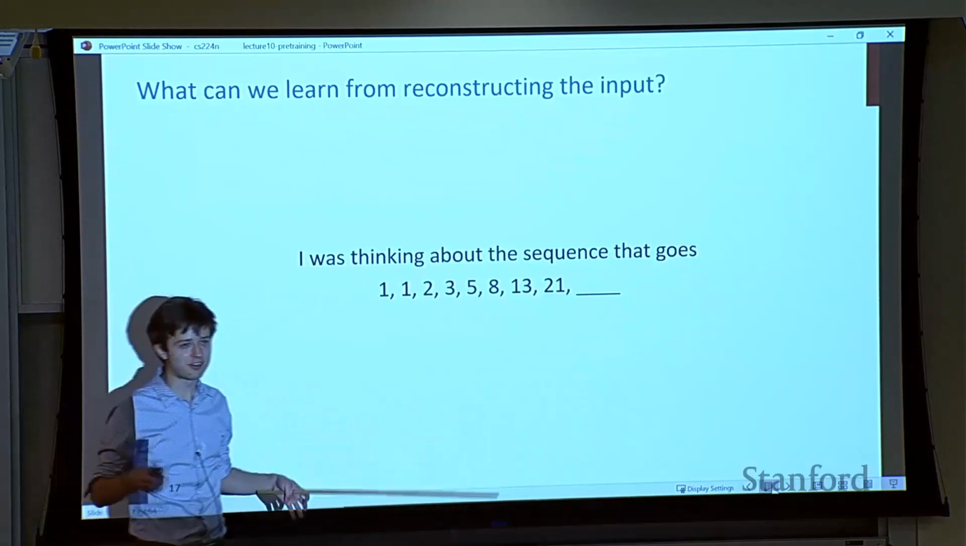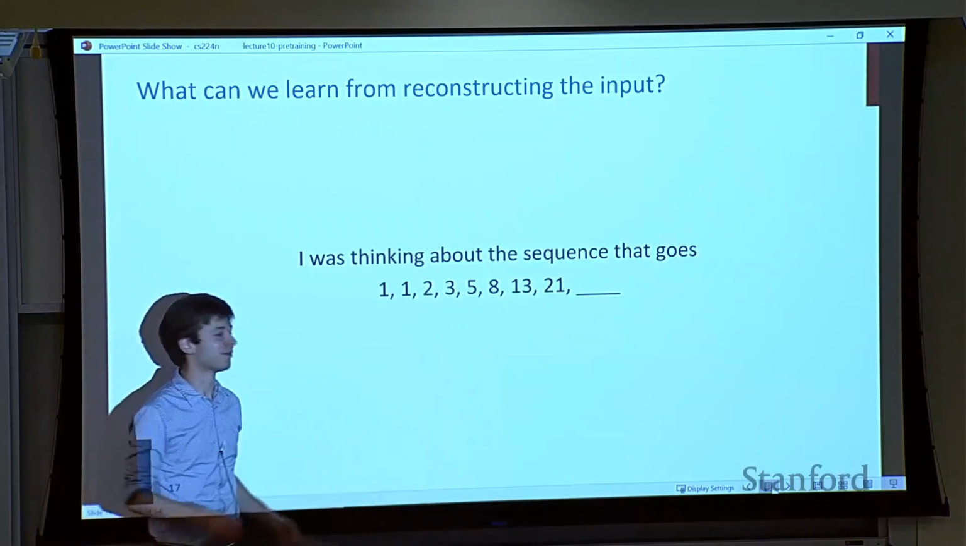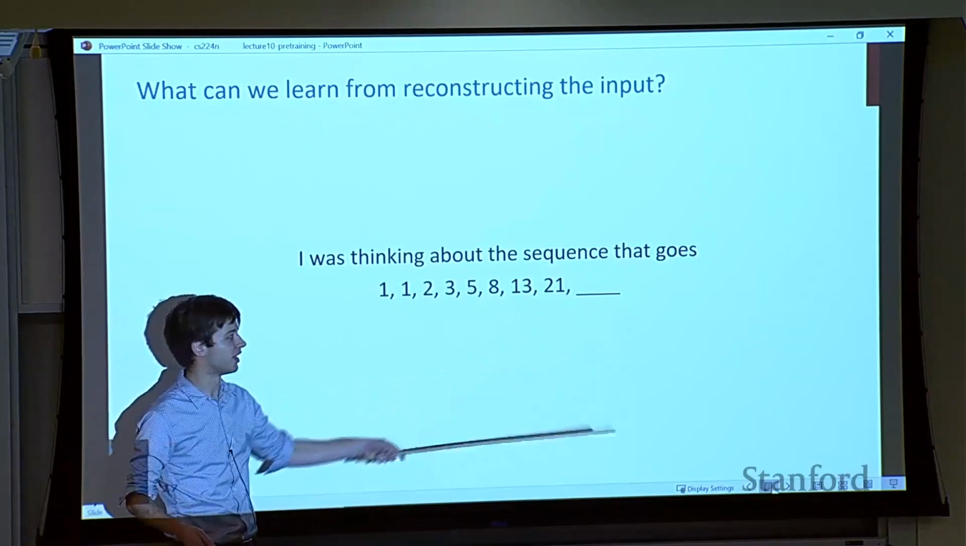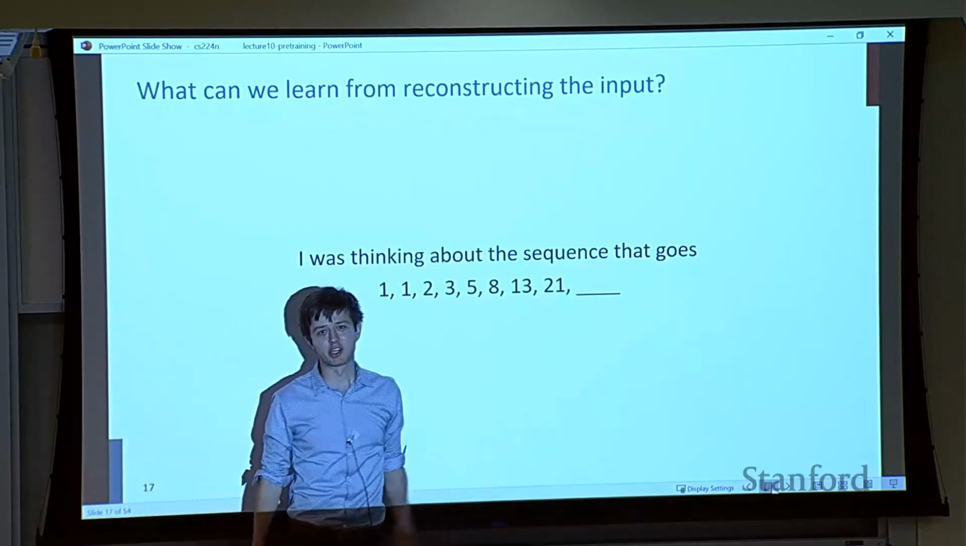Do models learn this in practice? Wait and find out. But you would have to learn it in order to get the sequence to keep going and going and going.